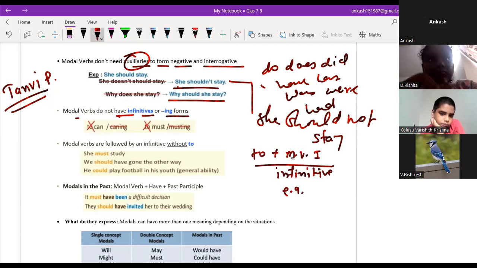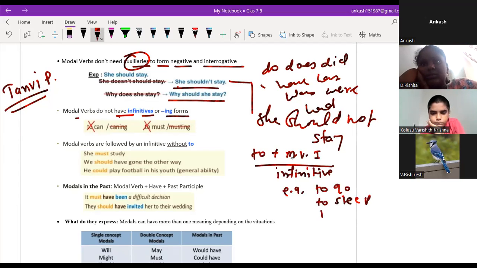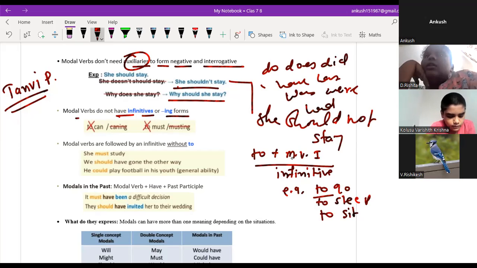For example, to go, to sleep, to sit, etc. Whenever verbs come with to, they are preceded by the preposition to. Listen to me very carefully and don't move your device from the place. Are you getting it? So they do not use to or the ing form there.